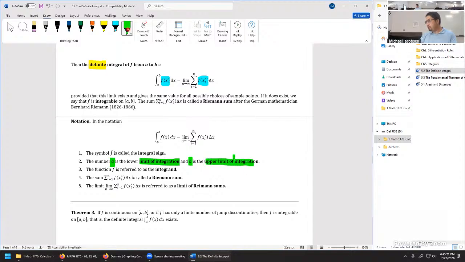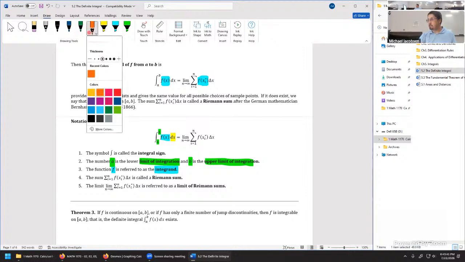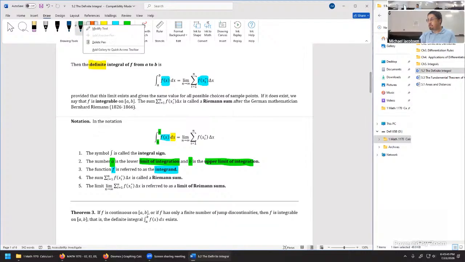B is the upper limit of integration. So we go from A to B. F of x we refer to as the integrand. So integral sign from A to B, f of x, and dx is a reminder that we're integrating with respect to x. Turns out that's absolutely important as well.